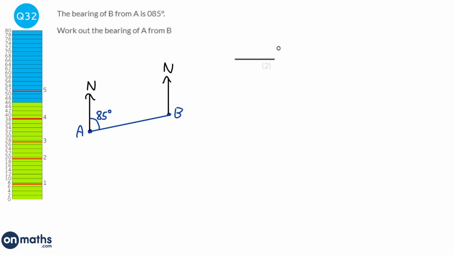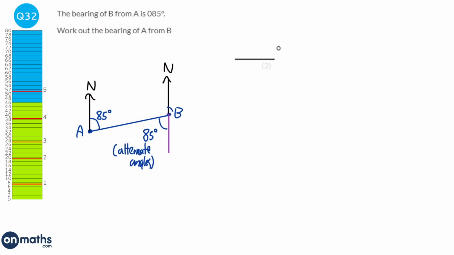So now it says work out the bearing of A from B. The first thing we can do is actually just draw a line going down here, and we know that this angle here will also be 85 degrees because of alternate angles. It's always best to write that down somewhere, so we can just put in brackets here: alternate angles.